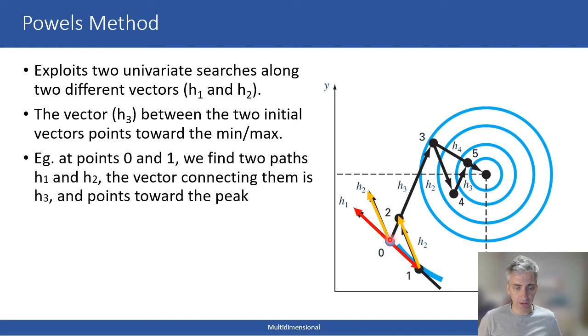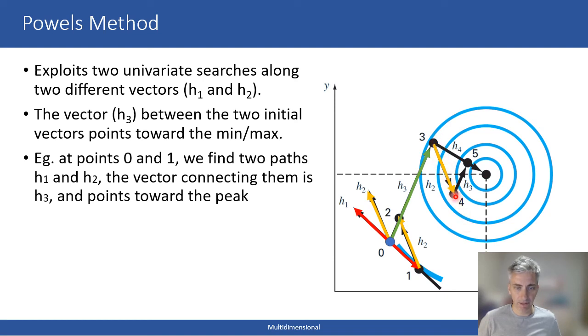Now the vector that connects h1 and h2 points towards the peak of the multivariate function. And this becomes our third vector, h3. So h3, as you can see, is starting to point towards the peak of this multivariate problem. Then we go back to 1 and we reuse the previous vector, in this case h2. So we scan in the h2 direction, and until we see a peak again.